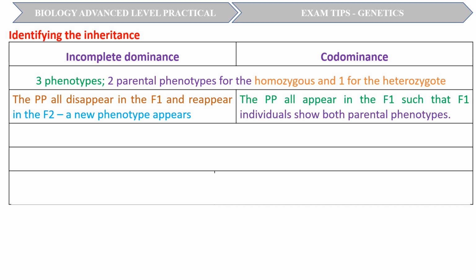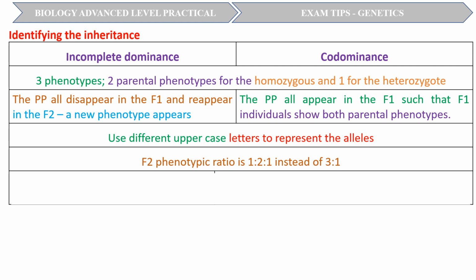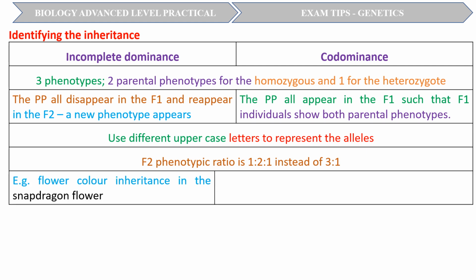While in codominance, the parental phenotypes all appear in the F1, such that F1 individuals show both parental phenotypes. Very importantly, for both we use different uppercase letters to represent the alleles, unlike in dominance, since no allele dominates. The F2 phenotypic ratio is 1:2:1 instead of 3:1 in dominance. The ratio 3 is split because the homozygous dominant has a different phenotype from the heterozygote.